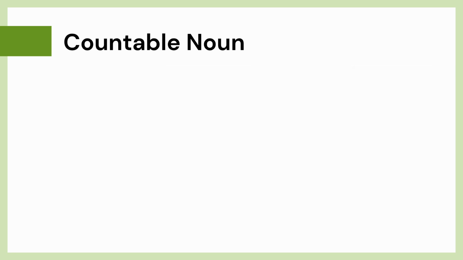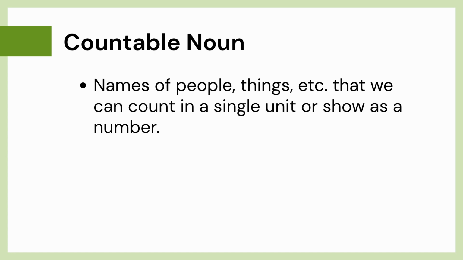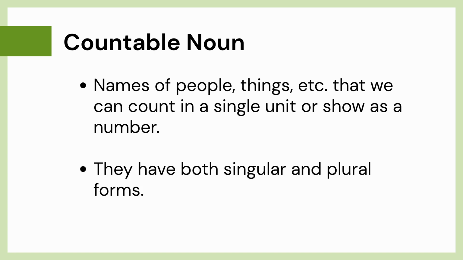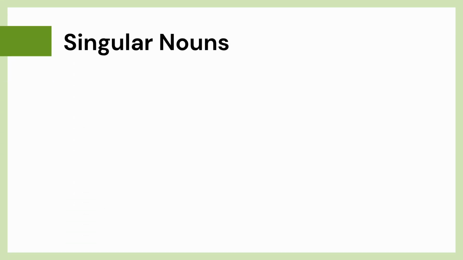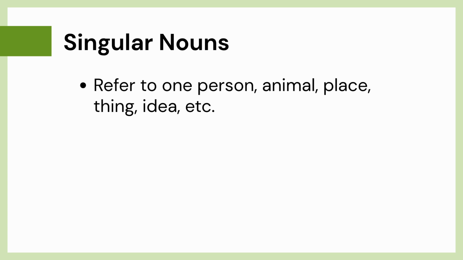Now, when a noun can be counted, we call it a count or countable noun. Count nouns can have singular and plural forms. Let's start with singular nouns. From the word itself, singular, it refers to one person, animal, place, thing, idea, and so on.